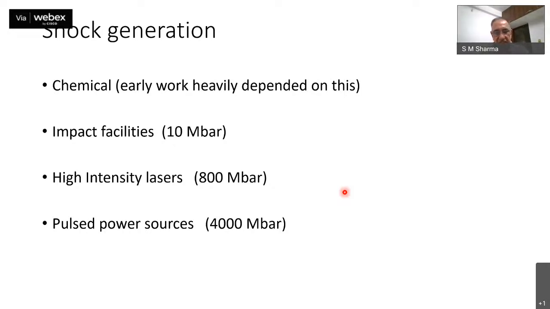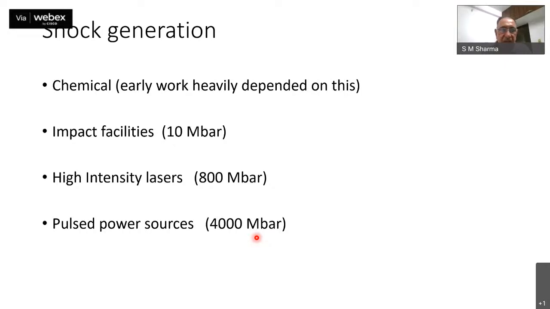High intensity lasers now these days are widely used to subject materials to very high shock pressures, up to 800 megabars, and pulsed power sources, something like a Z machine and so on, can also go to very high pressures. In fact, the other limit is the nuclear explosions. Actually, this number is more appropriate for nuclear explosions. It can subject the materials to almost 4,000 megabar and so on.